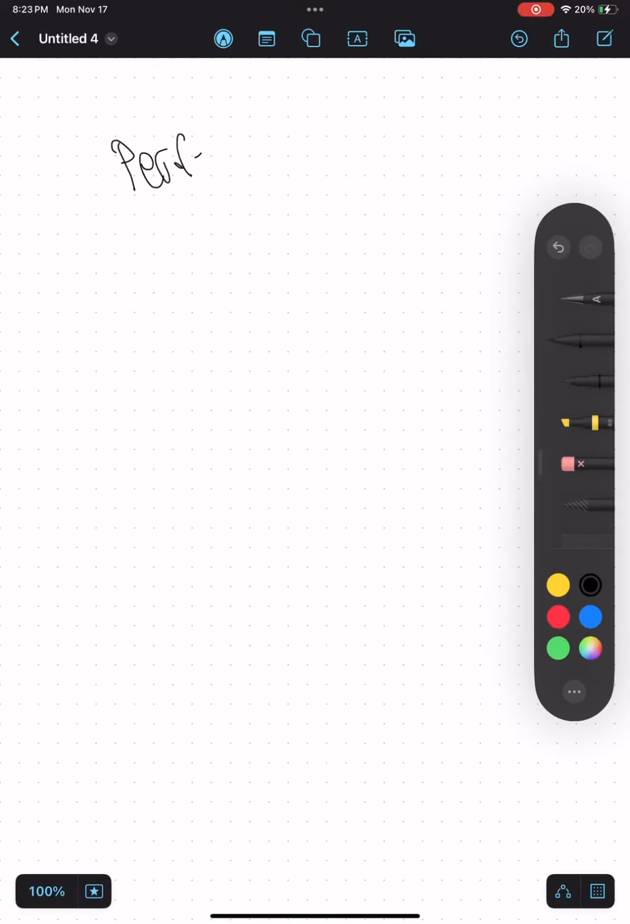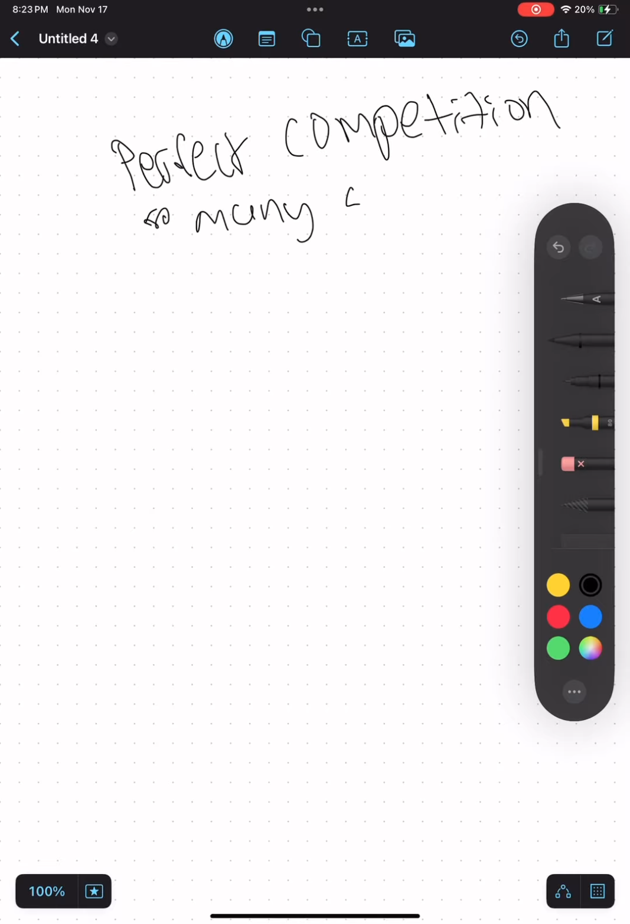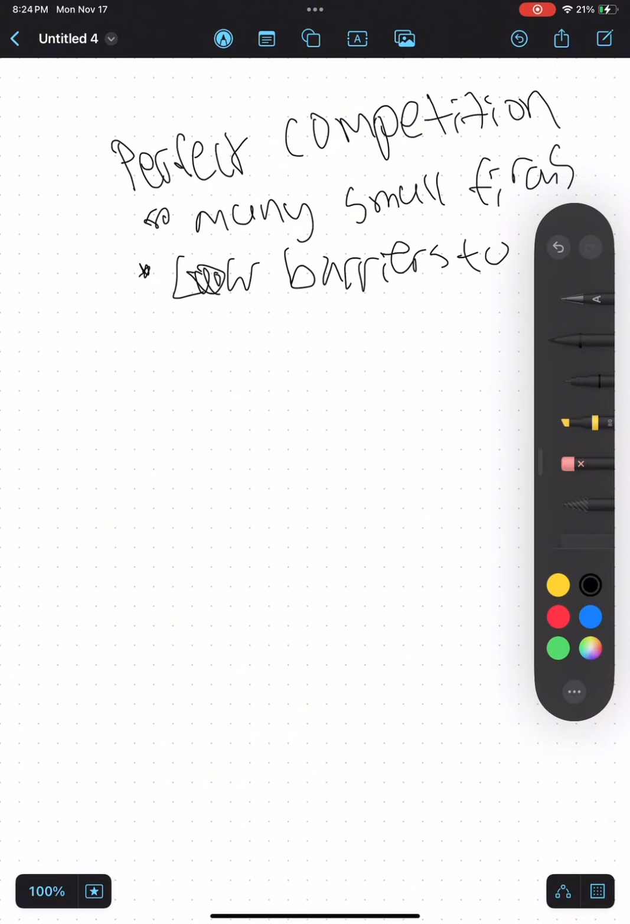Hello, this is 3.2 and this is perfect competition. So what is perfect competition? Some characteristics of perfect competition are that there are many small firms, and it's easy to get into, so there are low barriers to entry, and there is free exit and free entry.